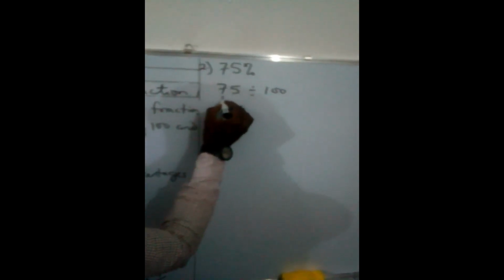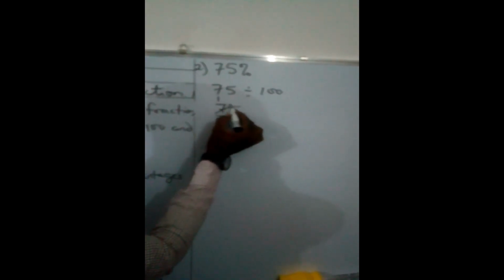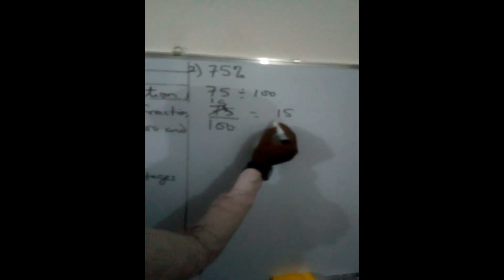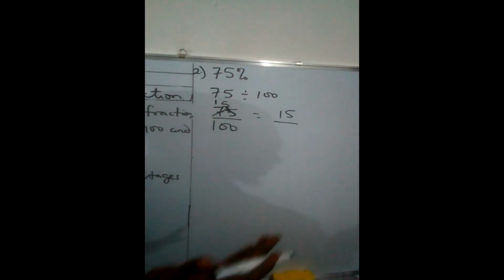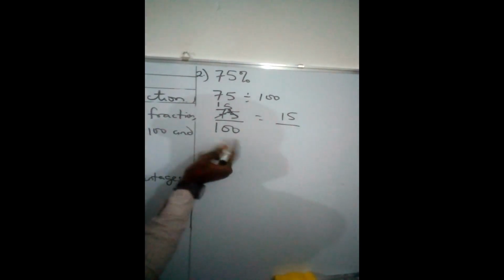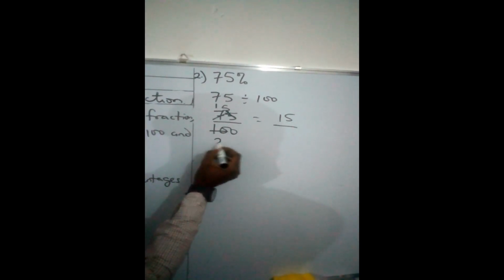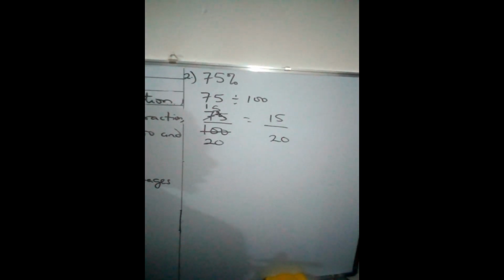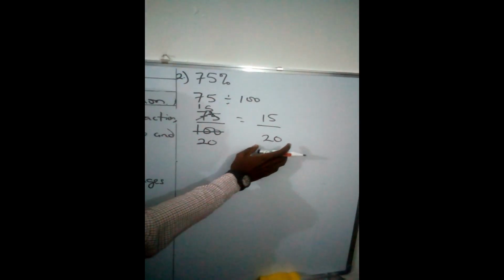But in case you can't take it at once, you can take it one after the other. Like 5 in 7 is 1, remainder 2, to make this 25. 5 in 25 gives you 5. So you have 15. Then 5 in 100 is 20. In case you can't take it at once, you can as well break it down. 5 in 10 is 2. 5 in 0 is 0. That gives you 15/20.